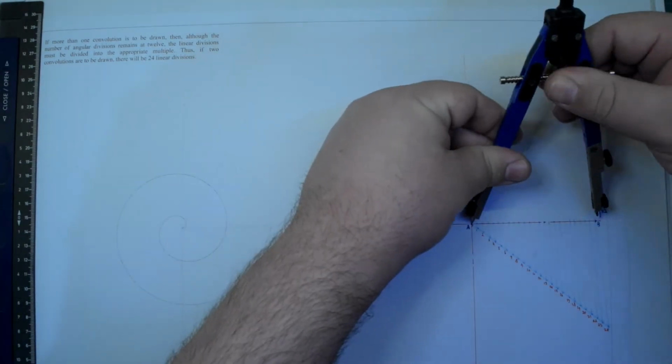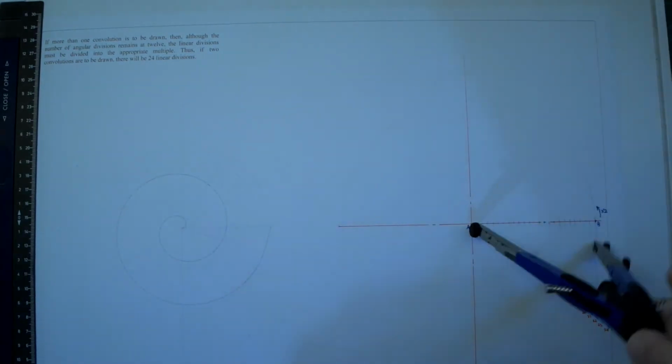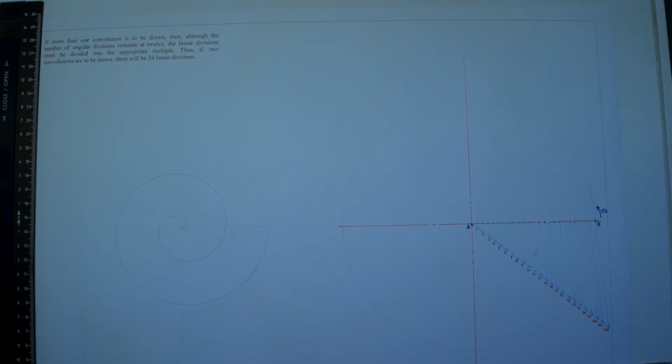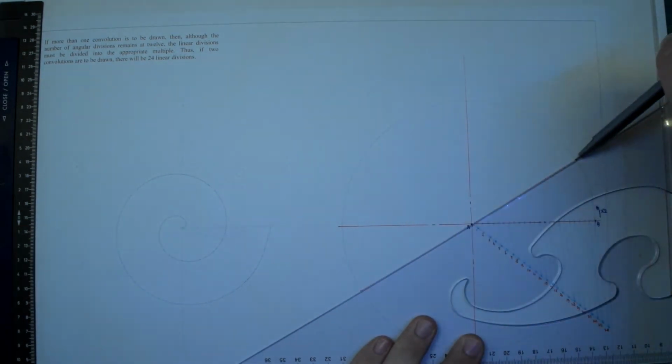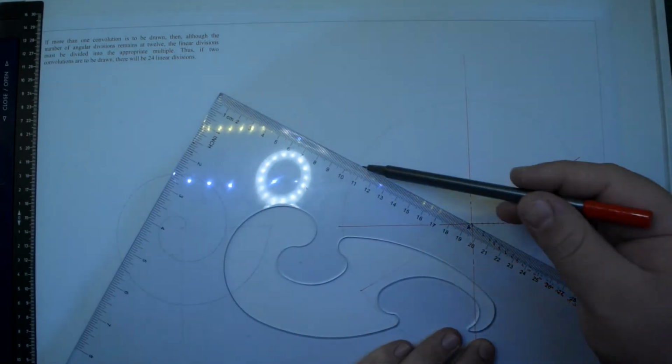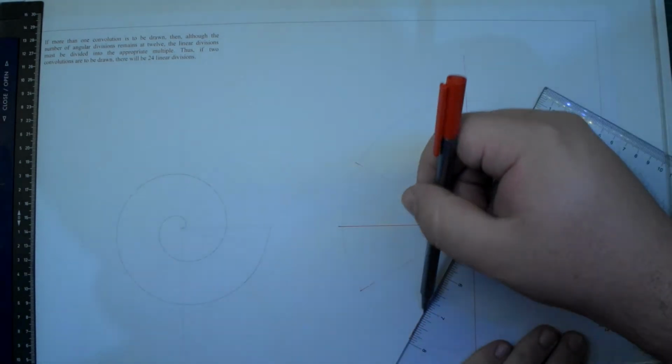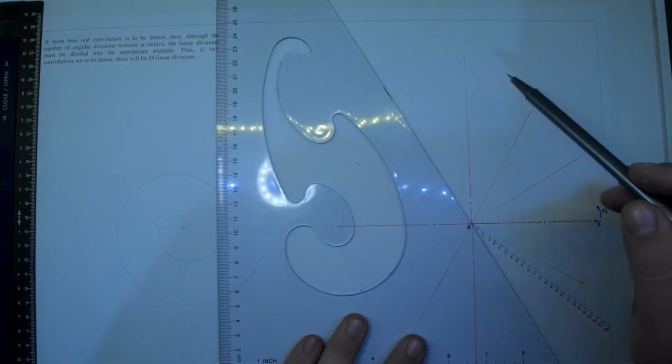Having 24 divisions, the circle is still divided into 12 segments using the angles of 30 and 60 degrees. This is because each segment will be marked upon twice.